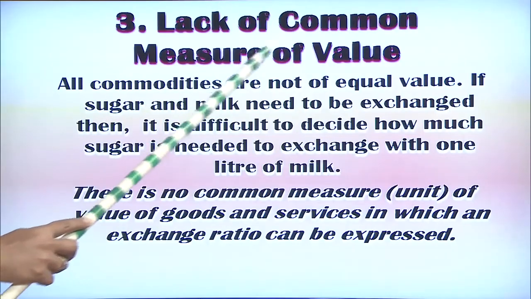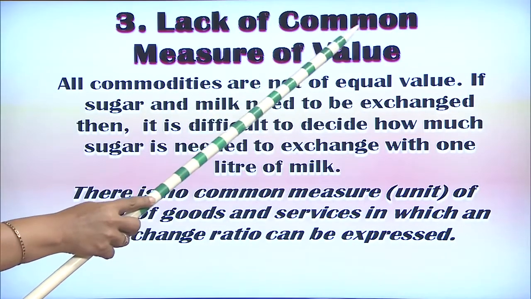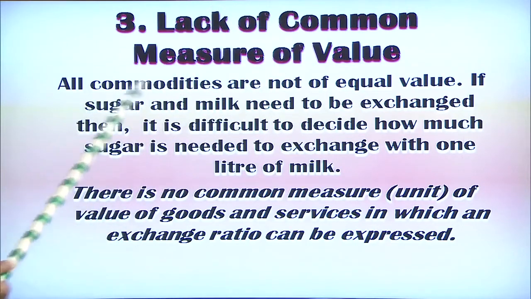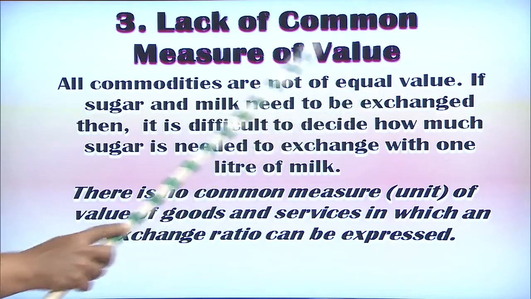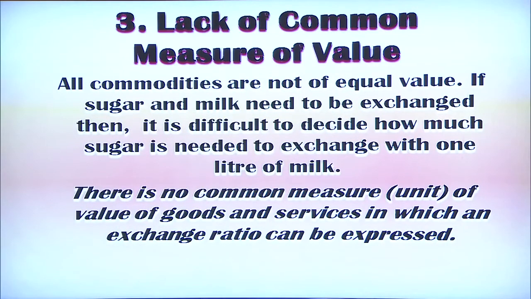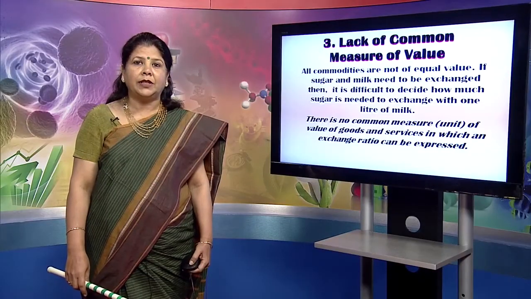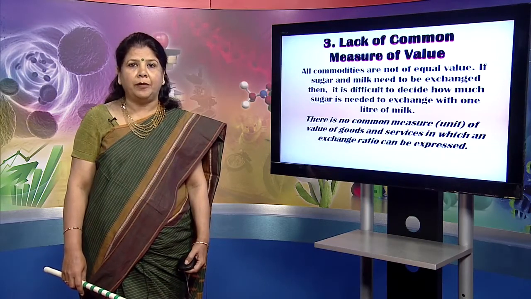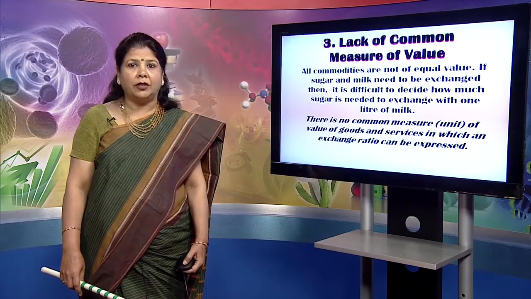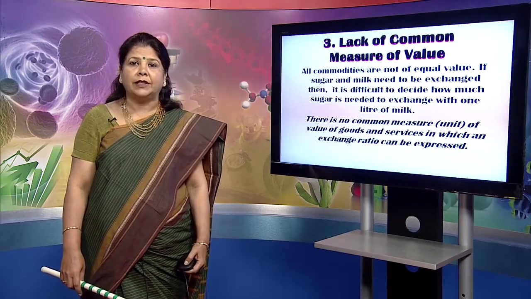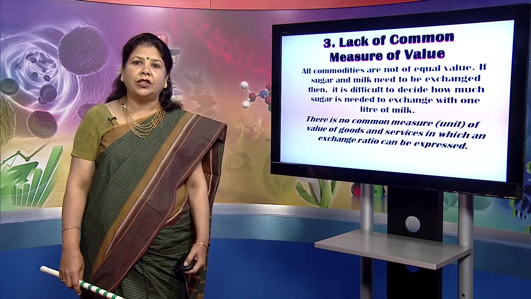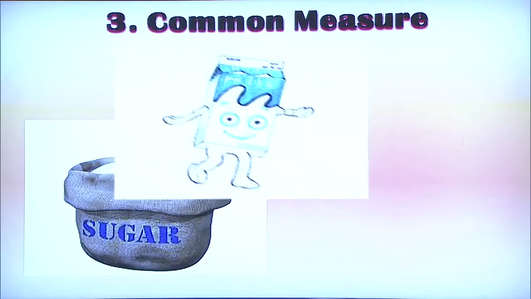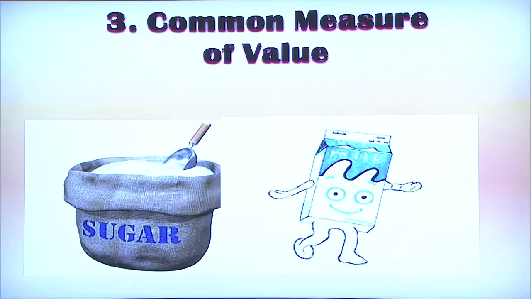The third problem with the barter system was that there was a lack of common measure of value. All commodities are not of equal value. If sugar and milk need to be exchanged, then it is difficult to decide how much sugar is needed to exchange with 1 liter of milk. There is no common measure or unit of value of goods and services in which an exchange ratio can be expressed, and so this creates a problem with the barter system.